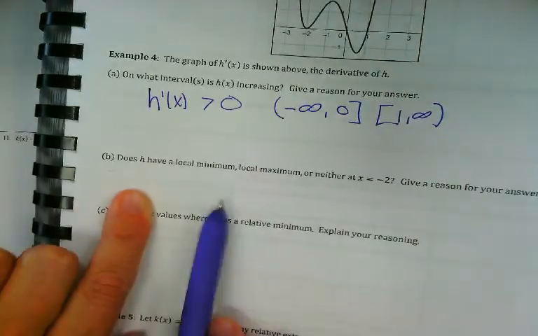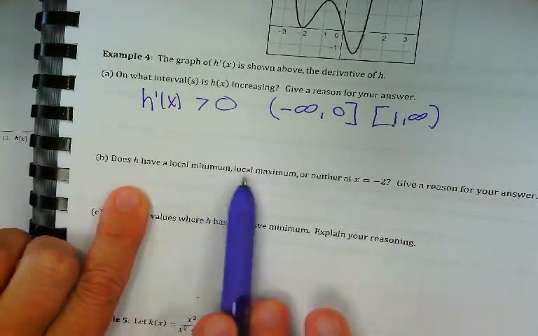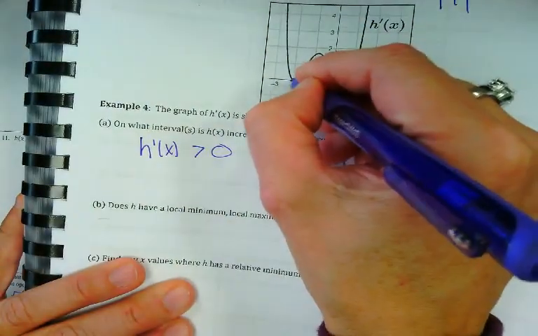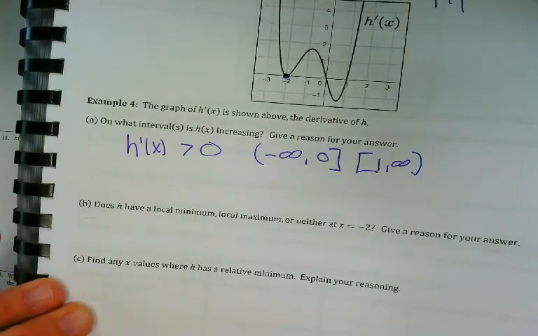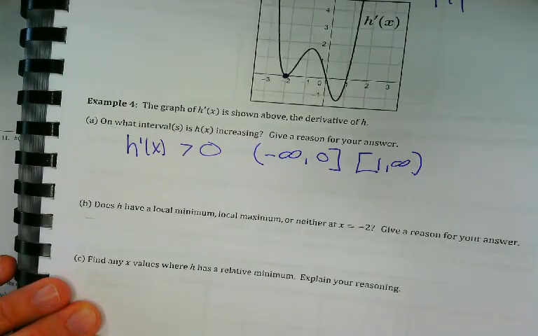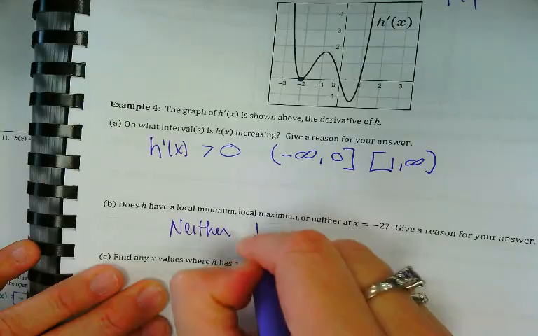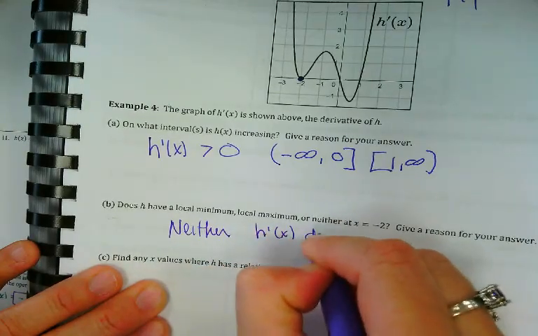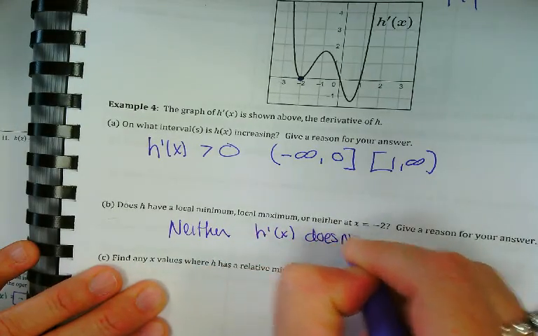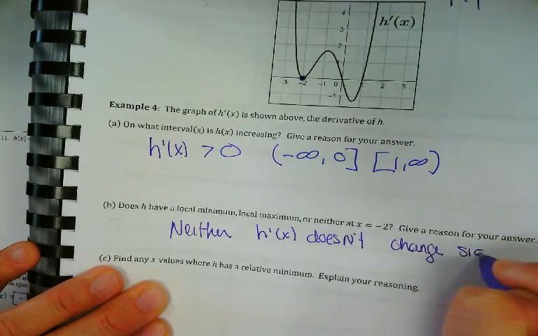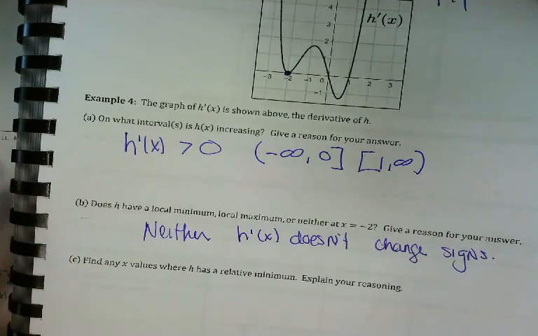All right, letter B. Does h have a local min, max, or neither at negative 2? At negative 2. Neither. Why neither? H prime doesn't change signs. Well, I'm just making sure we're all on the same page about the word it.